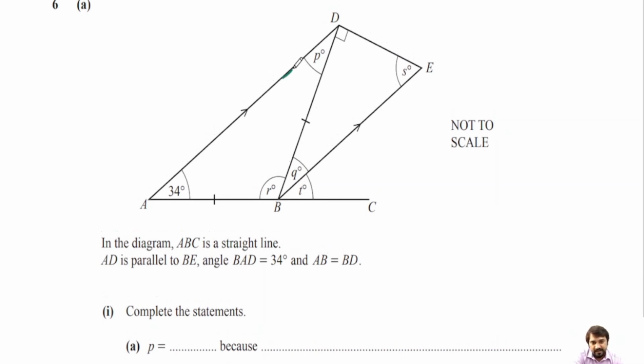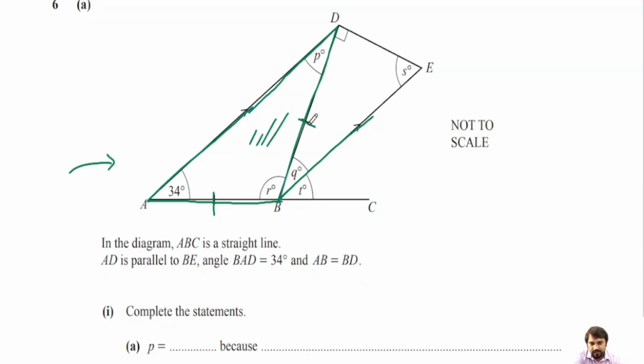Here we can see that the Z shape angle. This is our Z shape angle. It means P is equal to Q, but we do not know what is the value of Q right now. So how can we tell what is the value of P? Now look at the other side. We have an isosceles triangle, this one, ABD. This one, ABD, is an isosceles triangle.